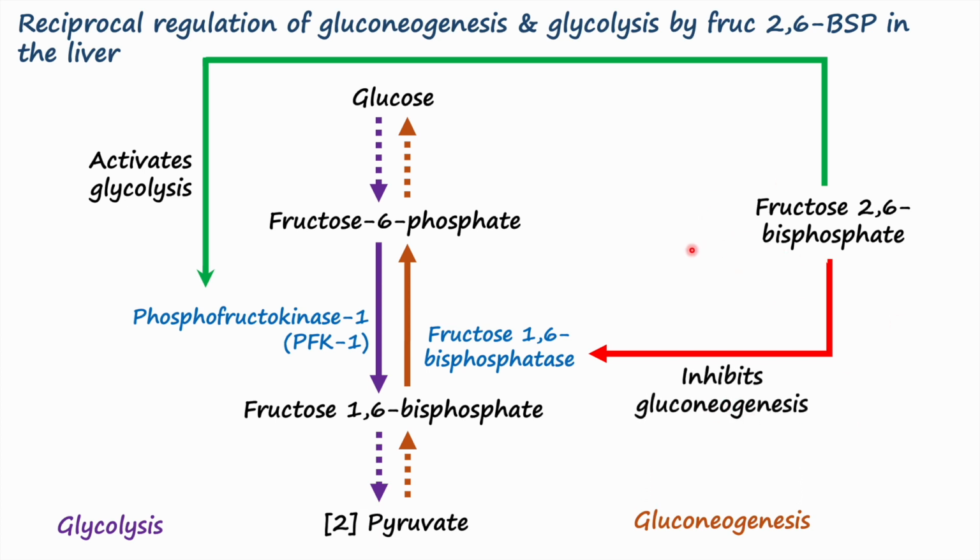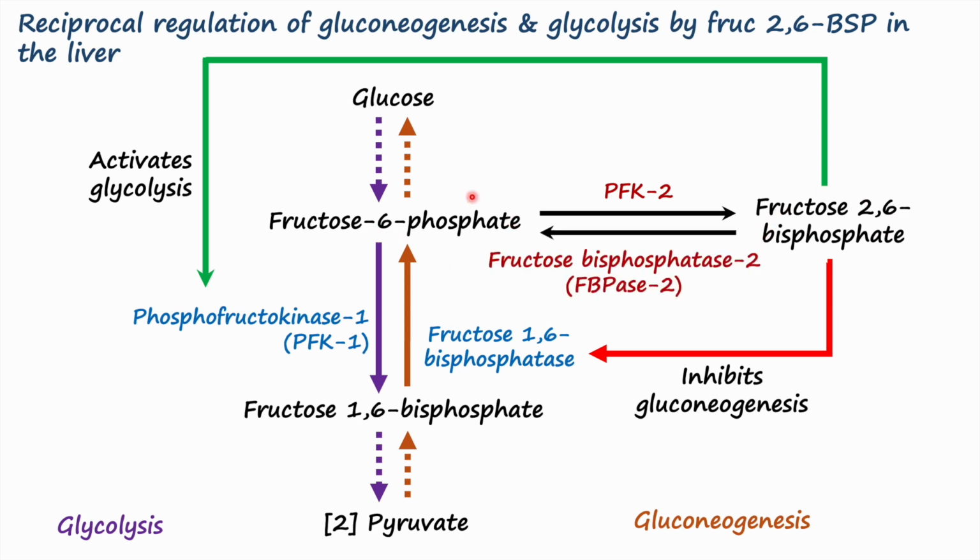And this reciprocal regulation of gluconeogenesis and glycolysis is dependent on the amount of fructose 2,6-bisphosphate available. And the levels of fructose 2,6-bisphosphate are regulated by an enzyme. So fructose 6-phosphate here is converted into fructose 2,6-bisphosphate with the help of the phosphofructokinase 2 enzyme, which is actually different from the PFK1 enzyme. So the PFK2 enzyme increases the level of fructose 2,6-bisphosphate, and fructose 2,6-bisphosphate can be dephosphorylated to fructose 6-phosphate with the help of the fructose bisphosphatase 2 enzyme. So this bisphosphatase enzyme actually decreases the level of fructose 2,6-bisphosphate.